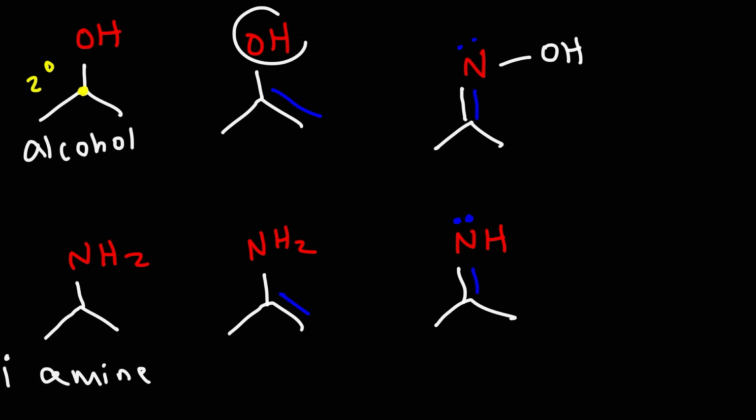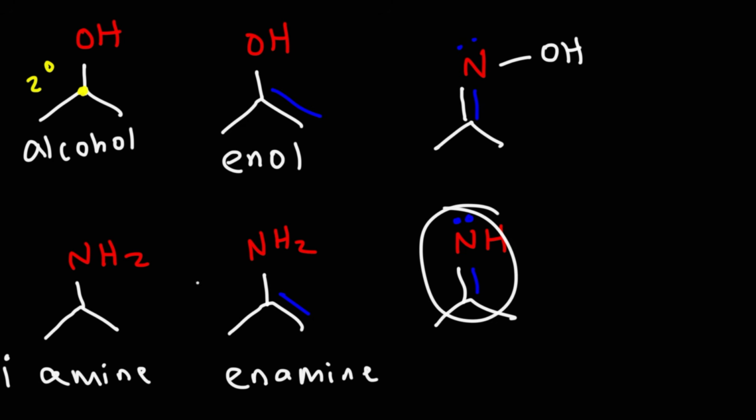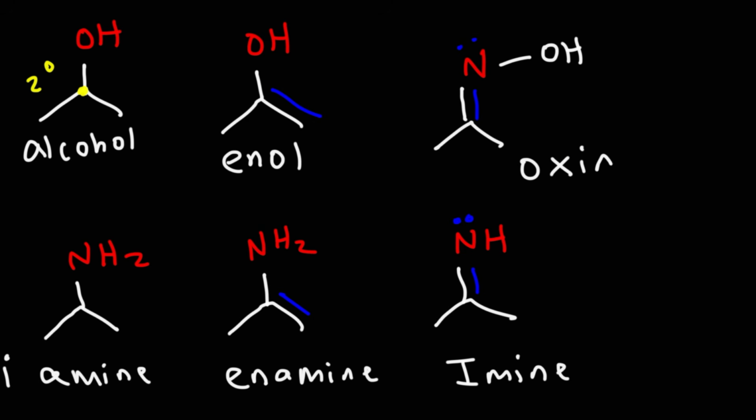So here we have an alcohol functional group and an alkene. If we combine them, with ene, we get an enol. Here we have an amine with an alkene. Combining those two, we get enamine. Now, if you have a carbon double bonded to an N, instead of an enamine, this is called an imine. This is called an oxime. I will be very surprised if you got that one, if you've never seen it before.